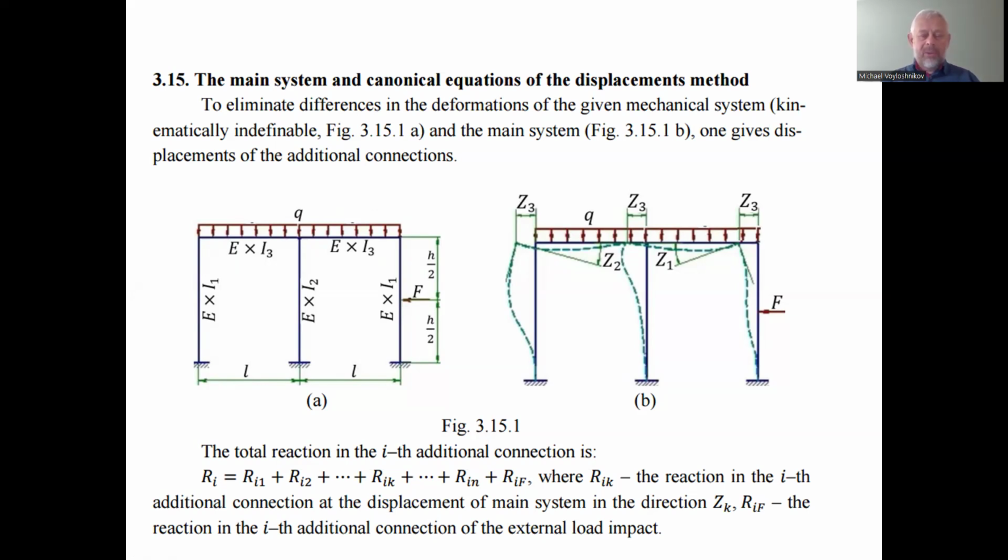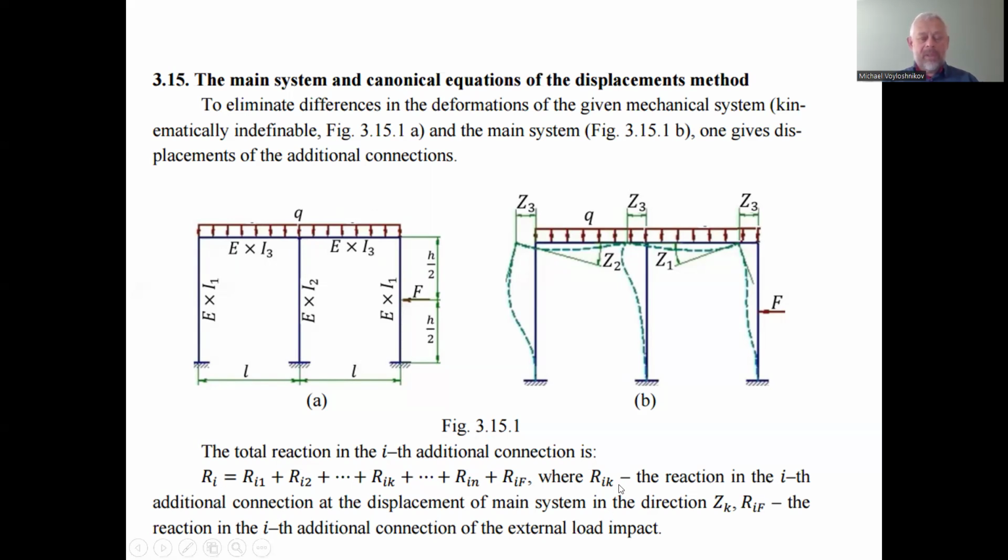We find the factors of these equations for the summands, and we can find as well the free terms of the canonical equations. Next, we solve these equations and find the forces due to the deformation of the system, the forces acting in the extra link which we cut out when doing the main system of the force method instead of the assigned system. Okay, and for the displacement method, we have another approach to determine what is the main system.